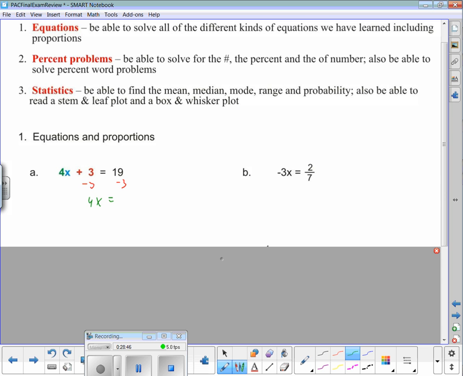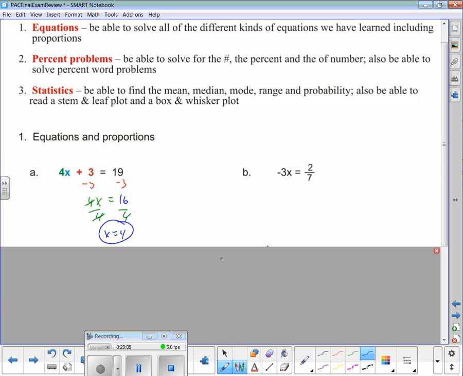And now we end up with 4x equals 16. And what do I do next? What's next, Lauren? Divide both sides by 4. Right, this one we can do the shortcut. We'll divide both sides by 4. And we end up with x equals 4. Pretty simplistic. But look at B.